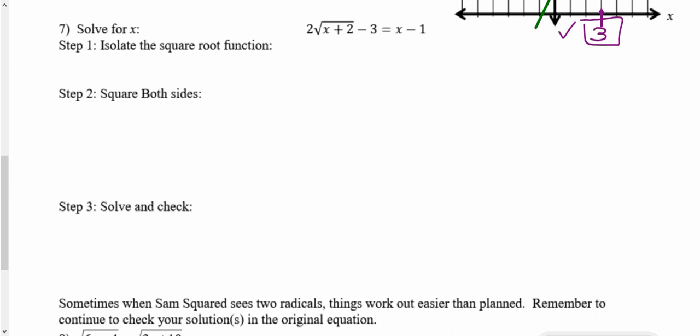For example 7, I'd like you to pause the video while you try this one, and then when you think you've got it, after you've checked your answer, you can see how you did.